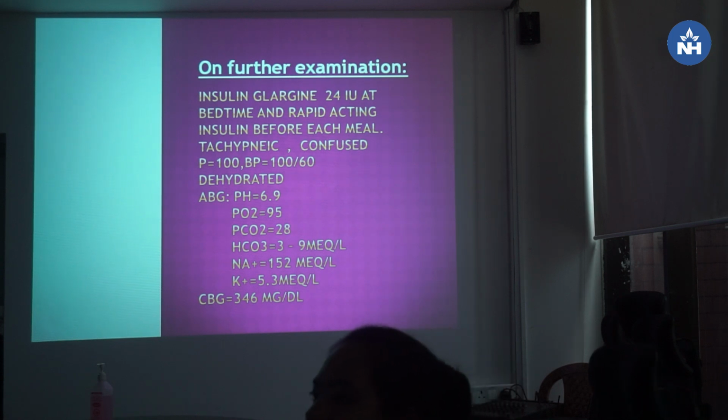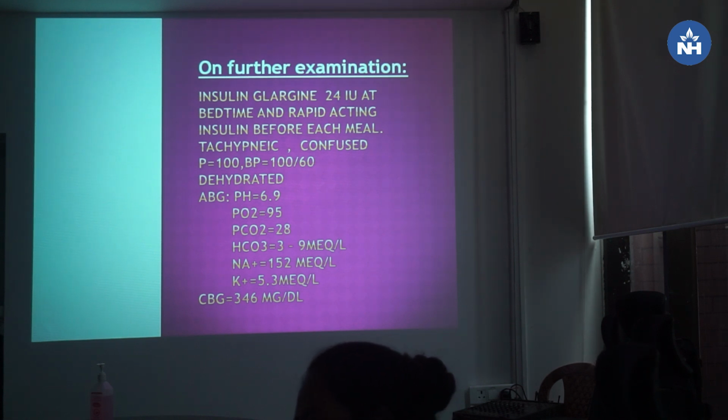So what is the anion gap? Sir, can you please repeat? Sodium is 150, say. And chloride is 100. And bicarbonate is 4. So what is the anion gap? 100 plus 4 minus 150 is 46. Quite a bit. 45.